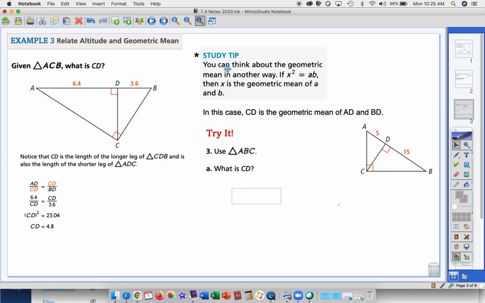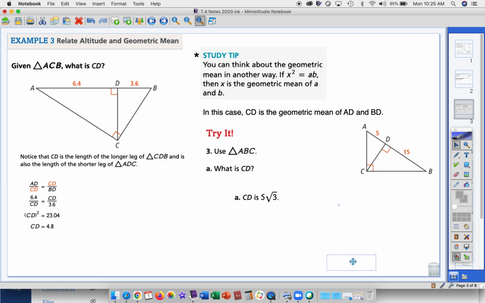So up here in the study tip, you can think about the geometric mean in another way. If x squared is equal to AB, then x is the geometric mean of A and B. So that's what geometric mean is. It's the square root of the product of two numbers. So in this case, CD is the geometric mean of AD and BD. So pause the video, try it for number 3, and find the length of CD. And come back when you're done.